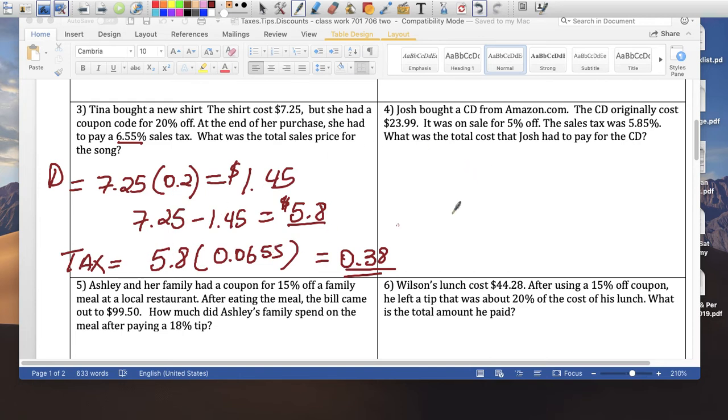So to end this, we have our shirt, which is now $5.80. And right here, we found our tax, which is 38 cents. So our final price that we're paying at the restaurant would be $6.18.